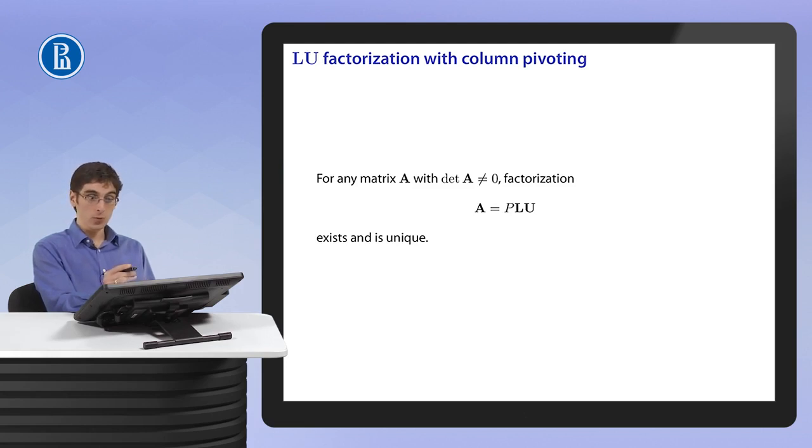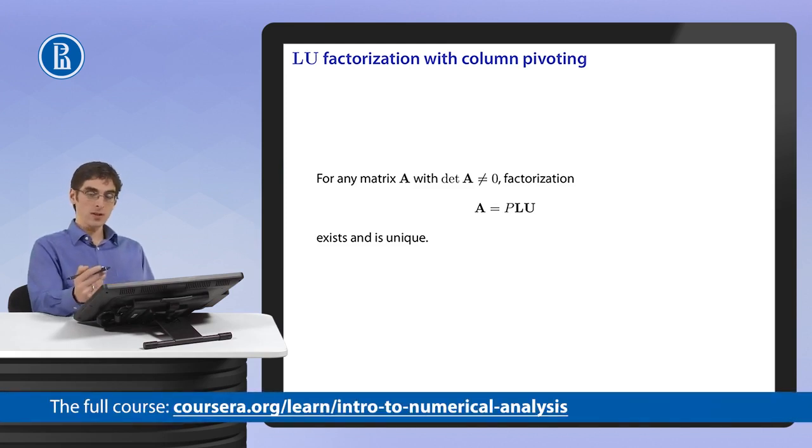And you can actually prove that as long as the matrix A is non-singular, this factorization exists. So in other words, if your matrix A is not singular, then there exists a permutation which makes all leading minors non-zero, and then LU decomposition works.